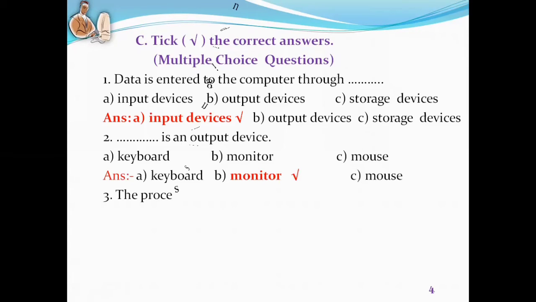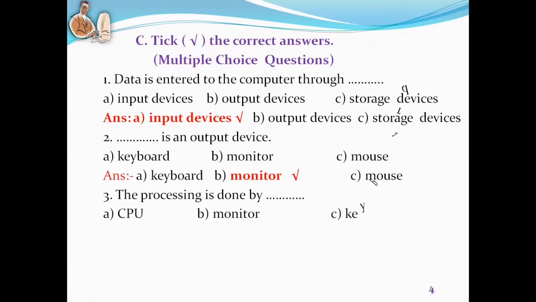Number 3. You can write your answer in your chat box. The processing is done by CPU, monitor, or keyboard. Okay. So the answer is CPU. The processing is done by CPU. The CPU is the right answer. I have picked it here.